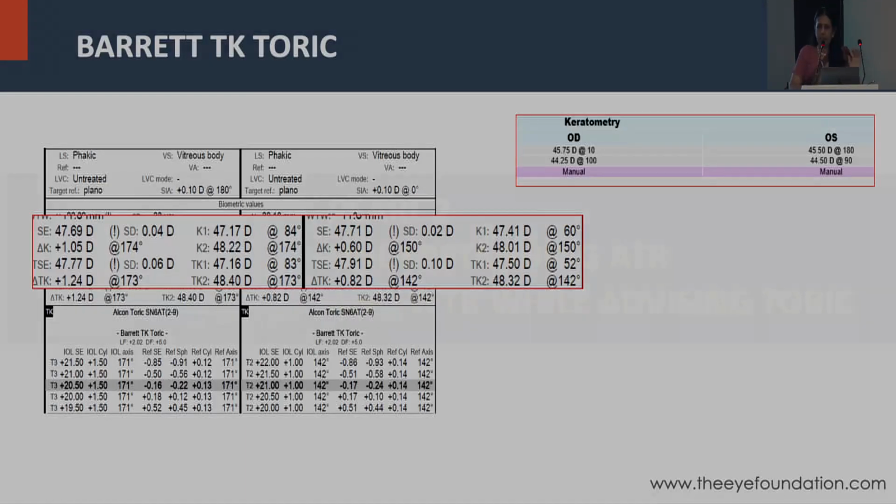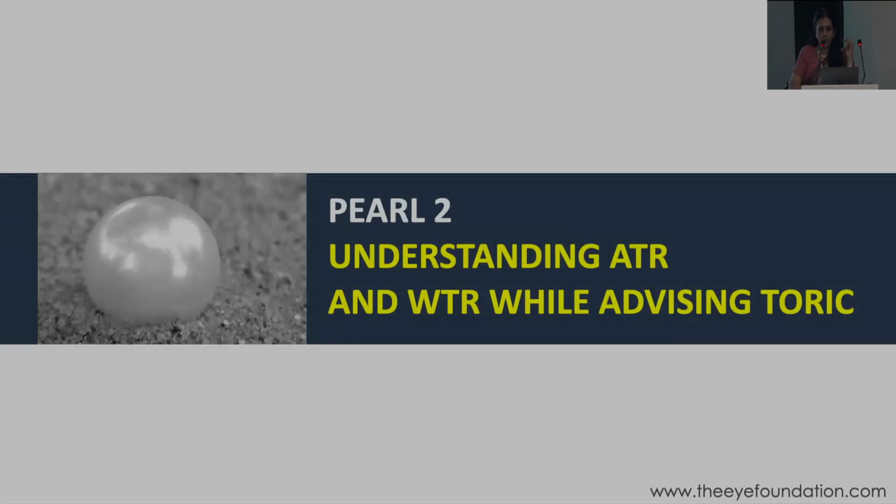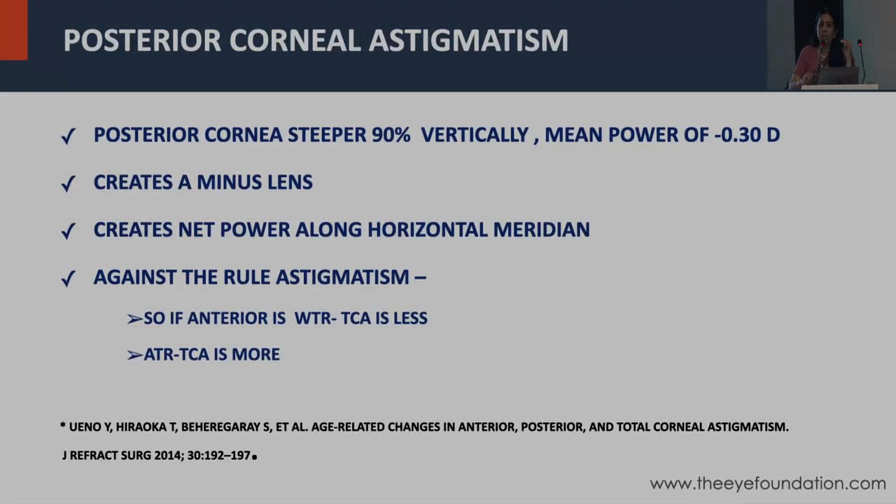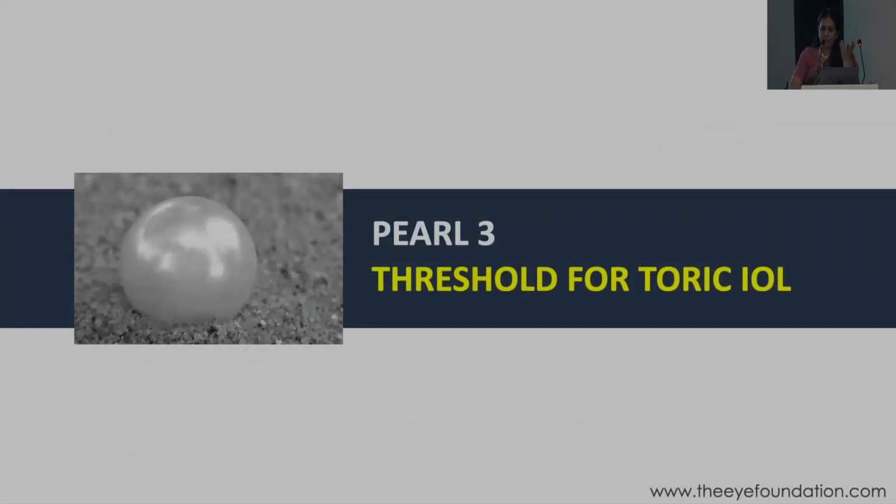The Barrett toric calculator is an excellent tool in this matter. We also need to understand whether it's against-the-rule or with-the-rule astigmatism. We need to understand that the posterior cornea is against the rule in 90% of situations, and if the anterior cornea is with the rule, naturally this gets subtracted, and the amount of total corneal astigmatism is less. If both anterior and posterior are against the rule, then the total corneal astigmatism is high.